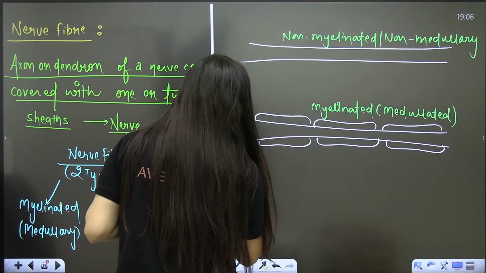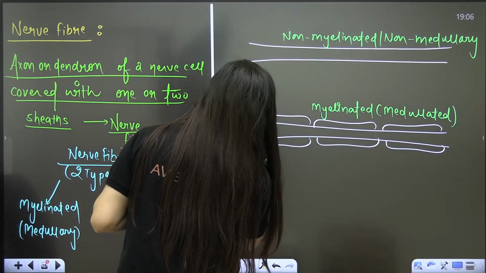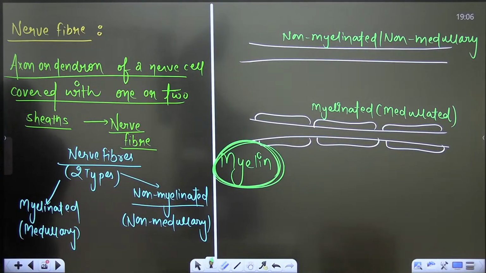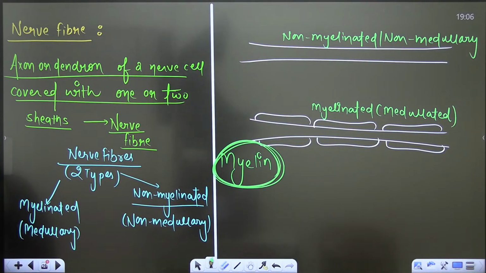So myelin is the word here. One axon, your nerve fiber, is myelinated, one is not. So the first thing is the myelin here. What is this myelin? This is the first question.